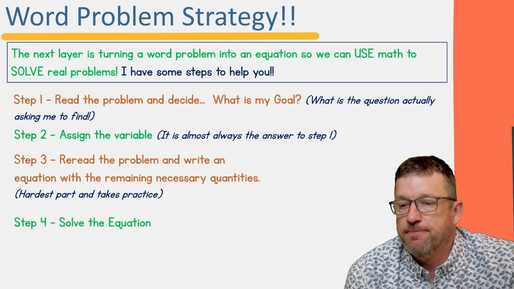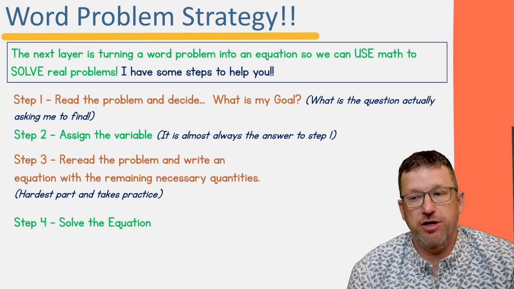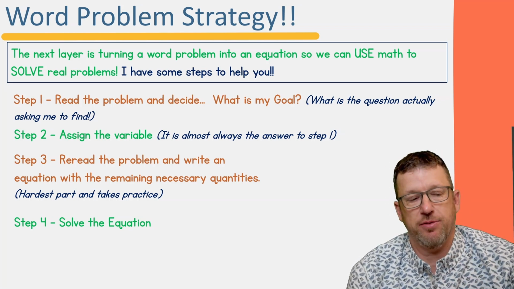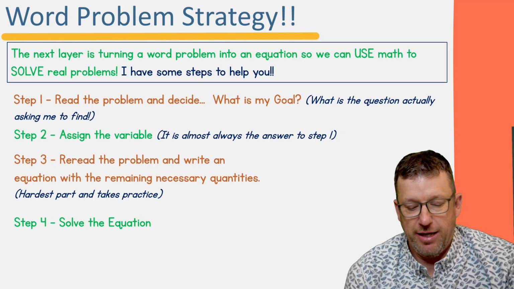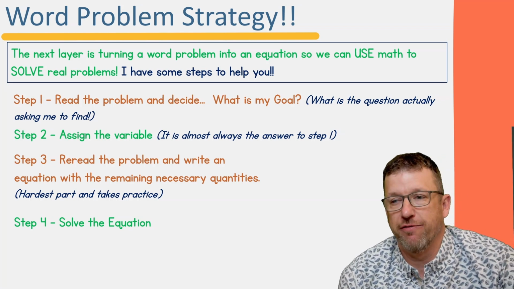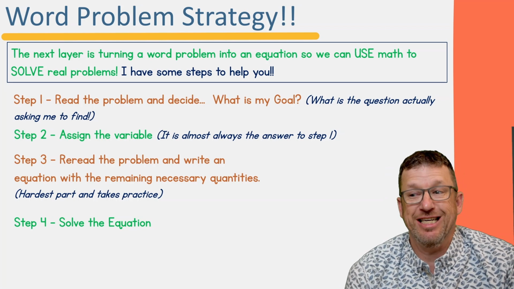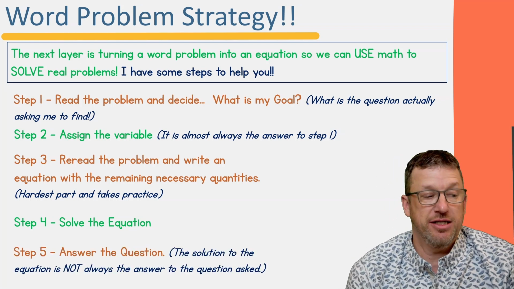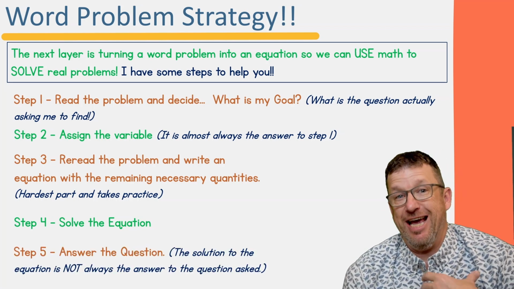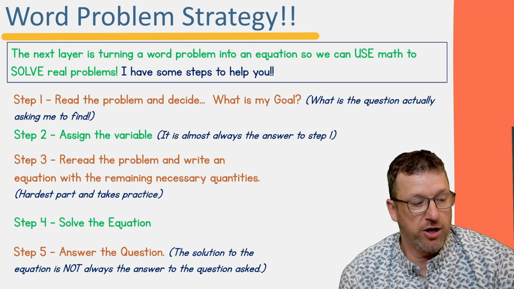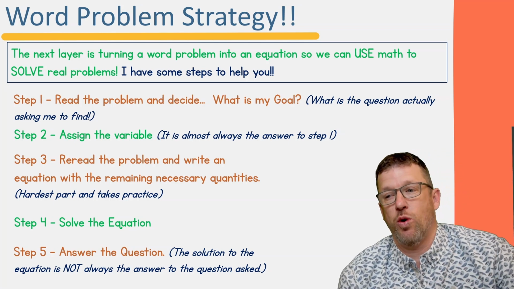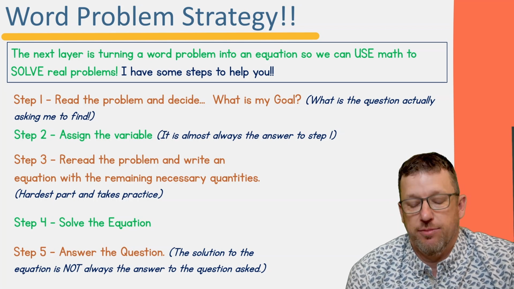Okay, step four, solve the equation. So once we have the equation, let's use our understanding of multi-step equations to break down that equation and get to the answer to our variable. Now, sometimes the answer to the variable is the answer to the question, but sometimes it isn't. So we need to make sure we use that variable answer, in other words, the solving of our equation, to make sure we answer the actual question that was asked. So be careful with that.